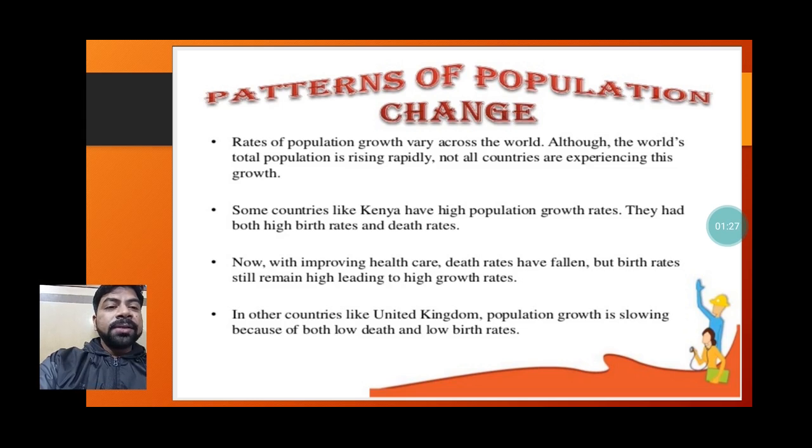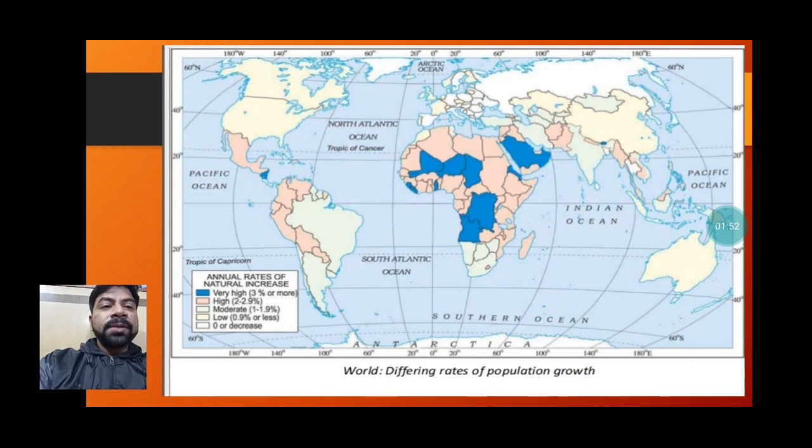In other countries like the United Kingdom, population growth is slowing because of both low death rate and low birth rate. They are in the list of developed countries, so they are facing another type of problem. That is happening because of the advancement in science and the health sector. So that's why the pattern of population change is different in different countries.